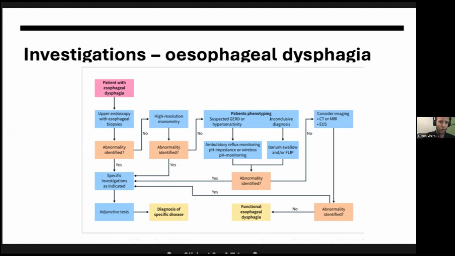If it's a normal endoscopy, or not necessarily normal, but if there's concern for a motility disorder, one would then go on to your high resolution manometry. And if that is normal as well, so no abnormality identified, one may consider adjunctive tests. If GORD or reflux hypersensitivity is a concern, then your pH studies would be important to do. And if all of these are normal, then one considers functional esophageal conditions.